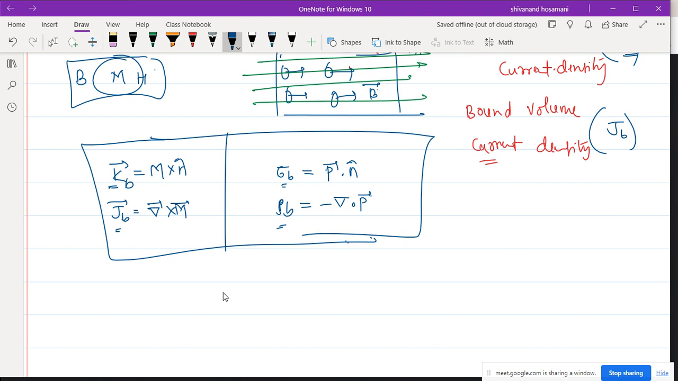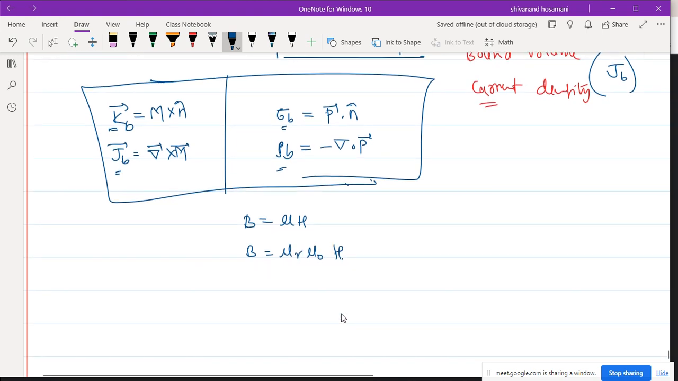See, we generally write that B is equal to mu H. This mu can be written as mu R into mu naught, so B is equal to mu R mu naught into H. Mu R is nothing but 1 plus xi, therefore B is equal to mu naught H plus mu naught xi into H.